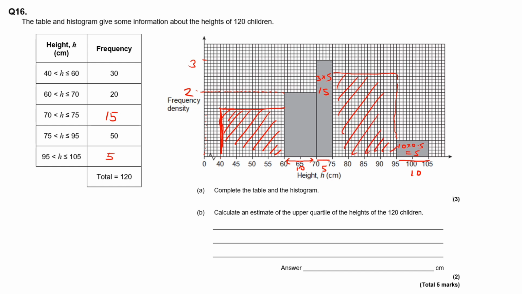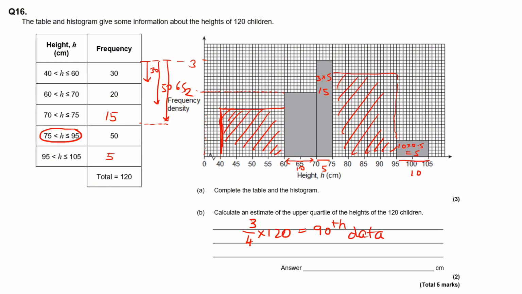Okay, calculate an estimate of the upper quartile of the height. Upper quartile is 3/4 of your data, first of all, so that's going to be 3/4 of 120. This means we are looking at the 90th data point. To find out the 90th data point, we need to do the cumulative frequency. From here to here, we've got 30 data points. From here to here, we've got 50 data points. From start all the way up to the end of 15, we've got 65 data points. That means our 90th data point is going to be in the next class, which is here.